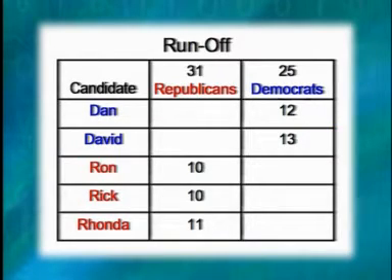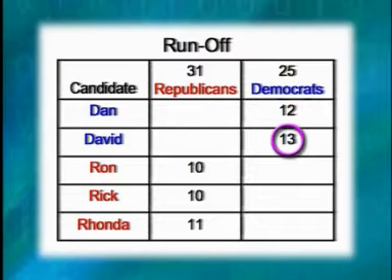We take the top 2 vote getters, which are Dan and David. We have a runoff between Dan and David, and we have a Democrat winning this contest. Of course, it would depend on how the Republicans voted in the runoff. But let's suppose that David was the eventual winner under this runoff scenario.